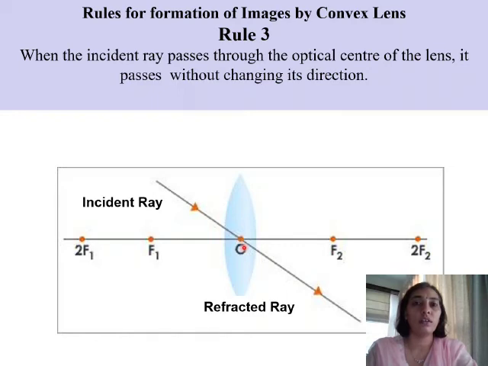So with this we come to the end of the three rules that we have to study, and with the help of these three rules we can find out the position of the image. We can even find out the nature of the image with the help of these rules.